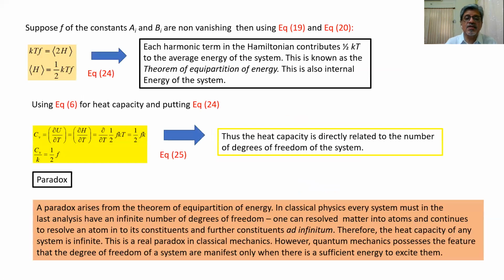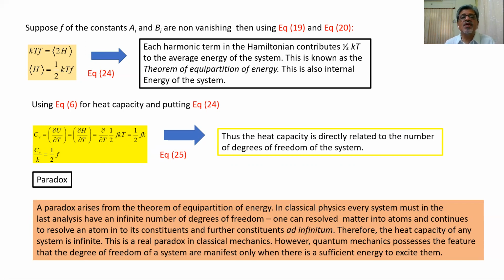Now we come to the next slide. Suppose f is a degree of freedom and the constants a_i and b_i associated with it are non-vanishing. Then using equation number 19 and equation number 20, we can write kTf is equal to the ensemble average of 2H. And then we can simplify that the average of H is equal to 1/2 kTf, and that is represented by equation number 24.